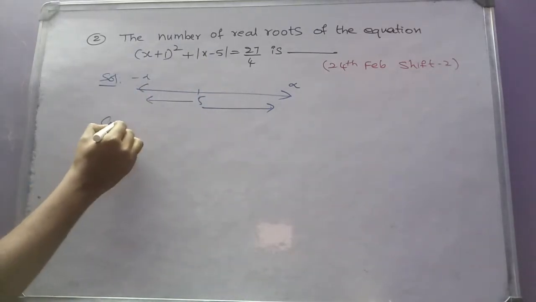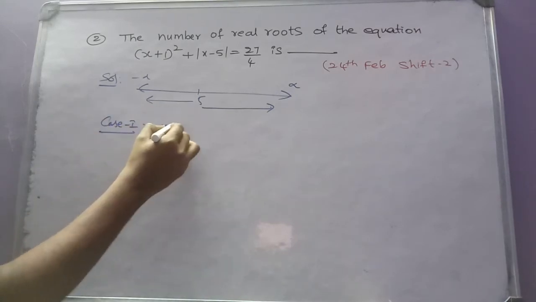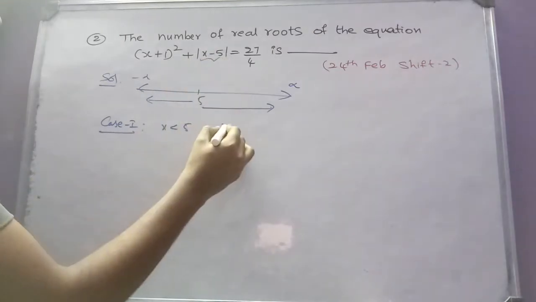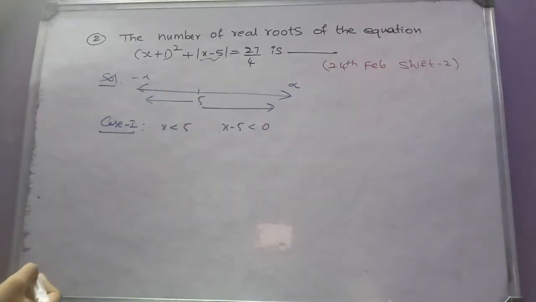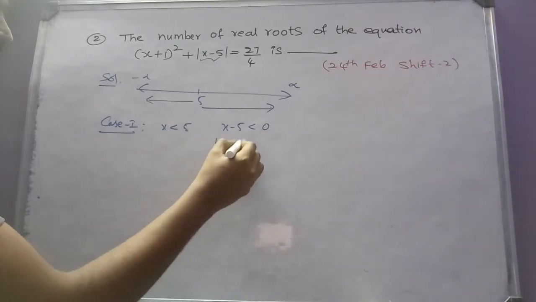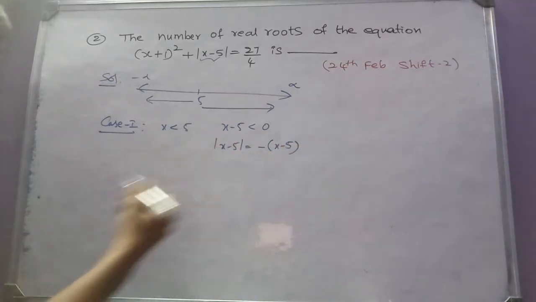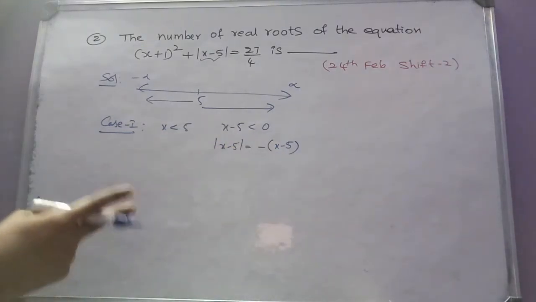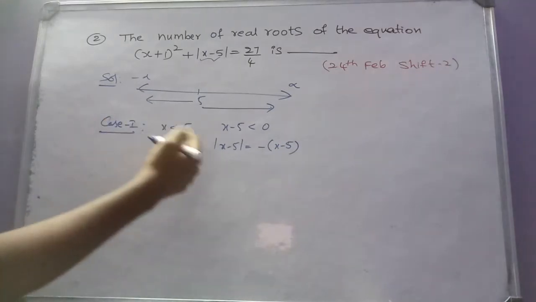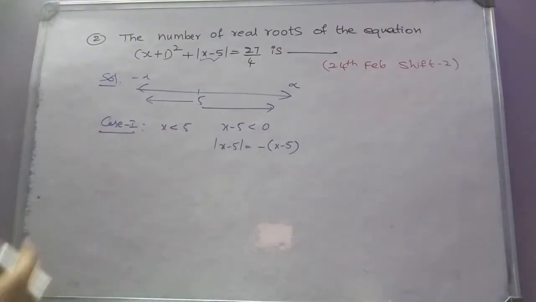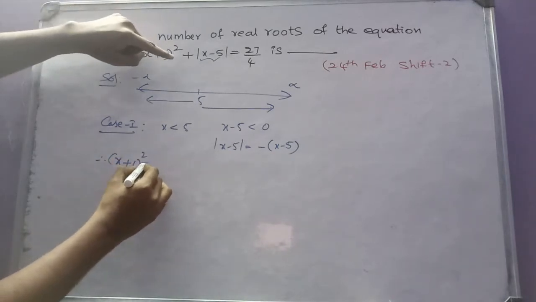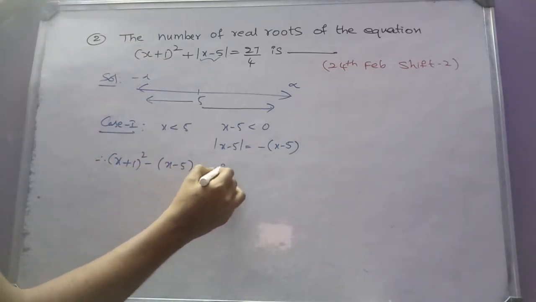Case 1, when x is less than 5. If x is less than 5, observe that x minus 5 is less than 0. It is negative. If x minus 5 is negative, then mod of x minus 5 is equal to minus of x minus 5. If x minus 5 is positive, then mod of x minus 5 is plus of x minus 5. Understand the difference, okay? So in case 1, mod of x minus 5 must be taken as minus of x minus 5. Therefore, (x plus 1) whole square minus (x minus 5) equal to 27 by 4.